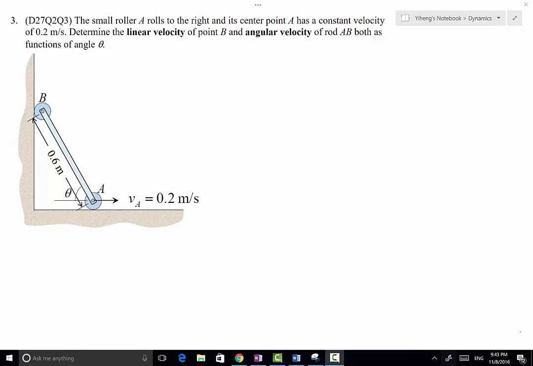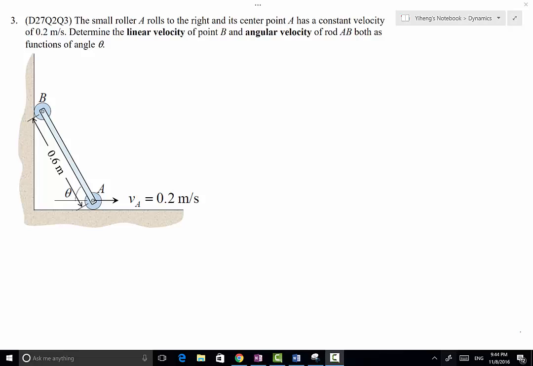In this problem, we have two rollers, A and B. They are connected by a rod AB. They're pinned together to the rod. And the roller A rolls to the right, and we assume that it rolls without slipping, and its center point A has a constant velocity of 0.2 meter per second.